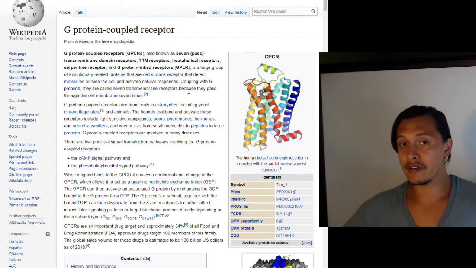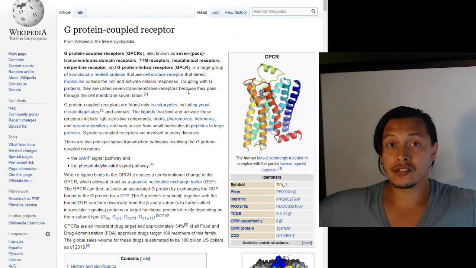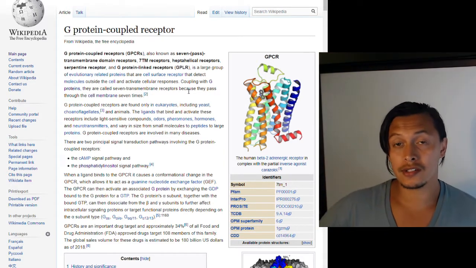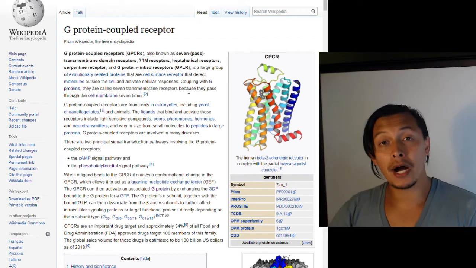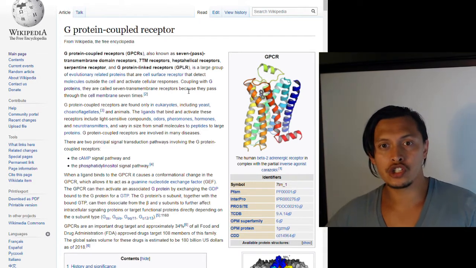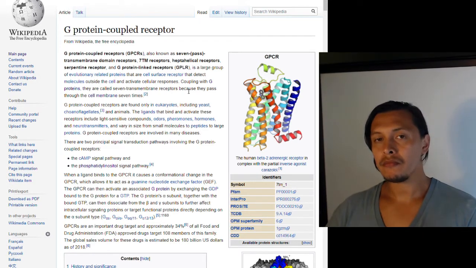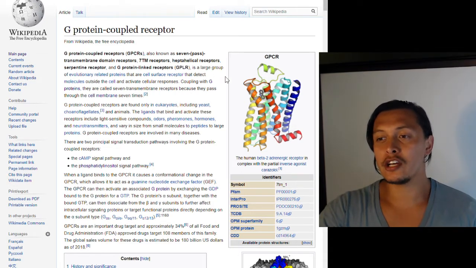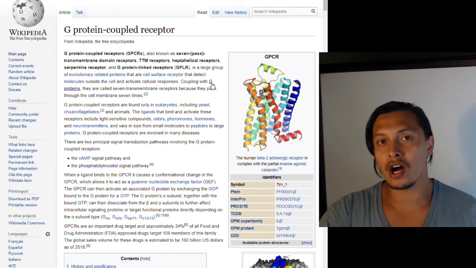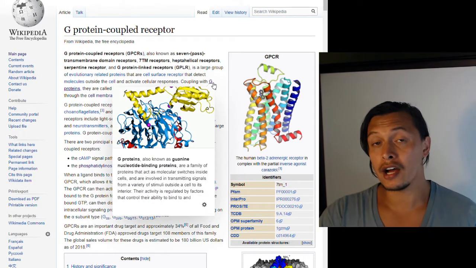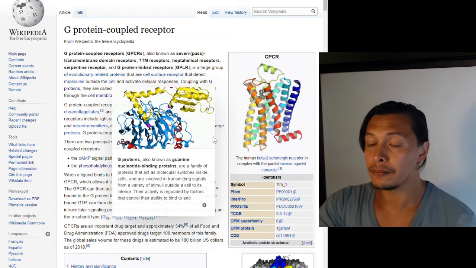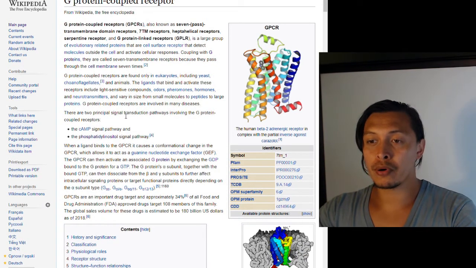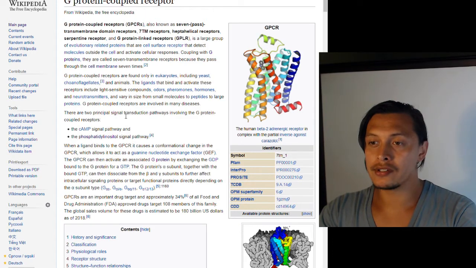You have hundreds of different types of these, and they sense something in the environment. They sense their ligand on the outside of the cell, and then when they bind to their ligand, they shift or move a little bit. That movement ends up affecting these G proteins that are on the cytosolic side of the membrane, or inside of the cell. Okay? And there are 2 principal signal transduction pathways.